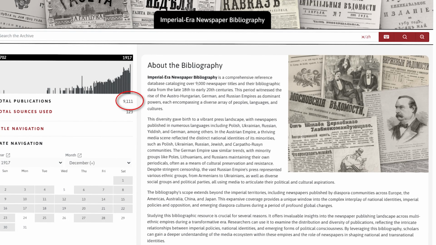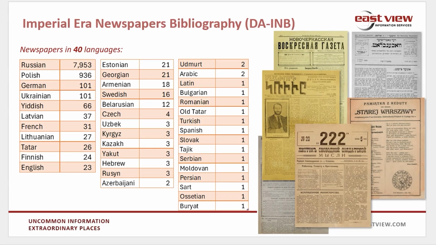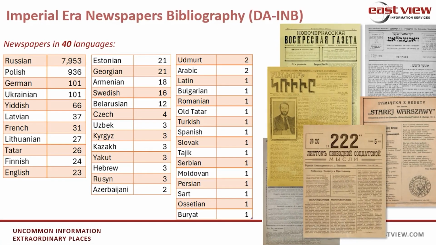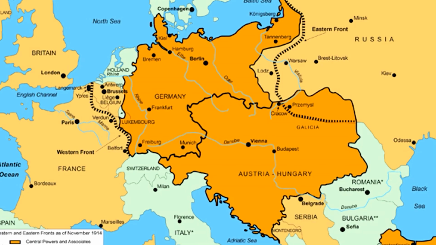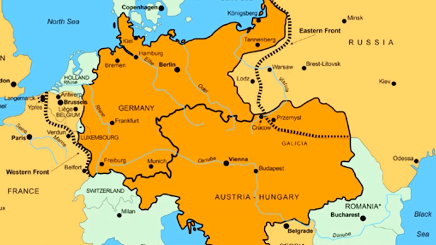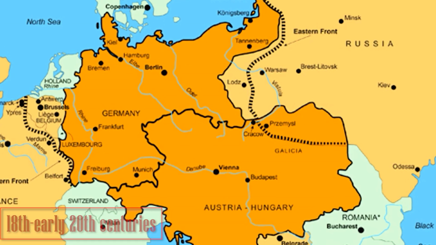Over 9,000 titles. Most of these were published in Russian, Ukrainian, and 40 other languages, including many minority languages. They come from the territories of 3 empires: Russia, Austro-Hungary, and Germany. The time period is from the 18th century through the early 20th.